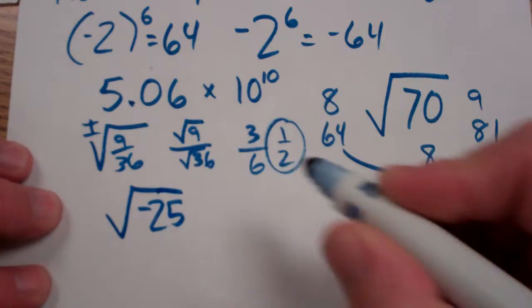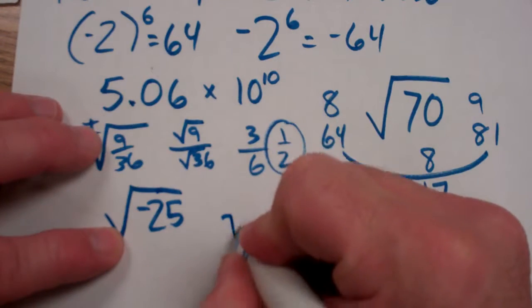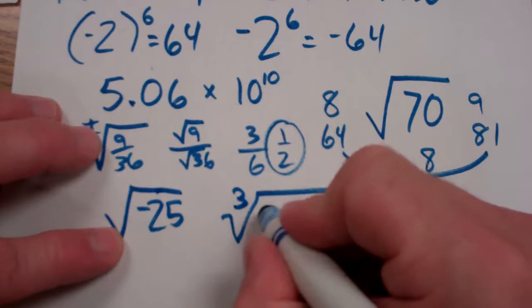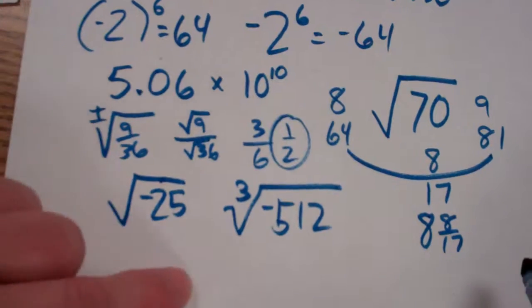All right, next one, square root of negative 25. Can you have a square root of a negative number? No, your answer is no real solution. No real solution. Can you have a cube root of a negative number? And the answer is yes, because a negative times a negative times a negative is still negative.